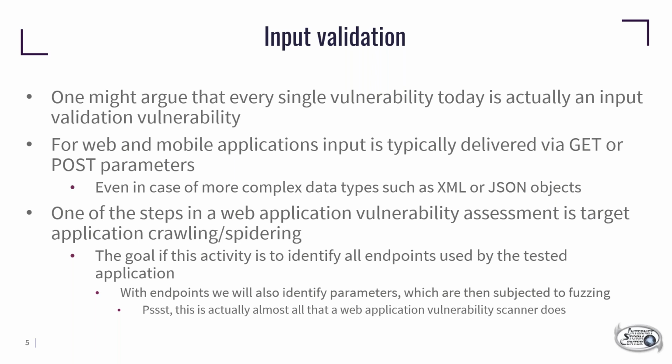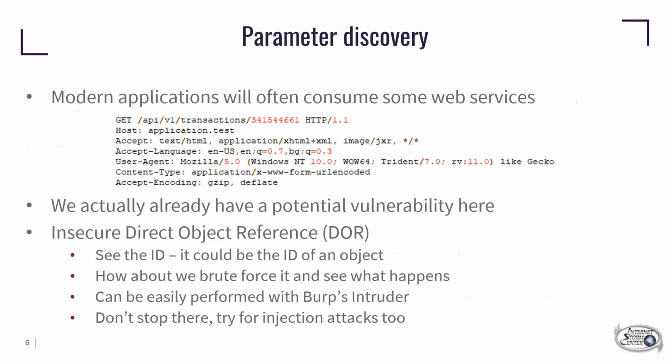Well, to be honest, what I just said is how web application security scanners work. All they do is they try to crawl or spider the target web application, identify every single endpoint, then find all parameters that those endpoints accept, and then try to fuzz them to see how the applications will behave when we are sending perhaps unexpected input to those identified endpoints. So let's take a look at one example that we can see on the following slide here.